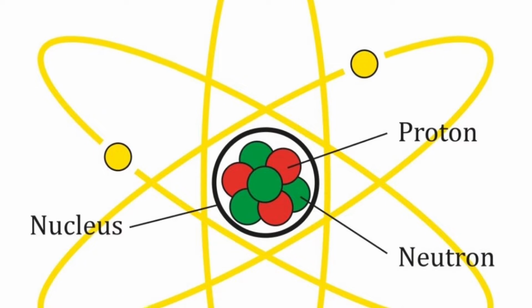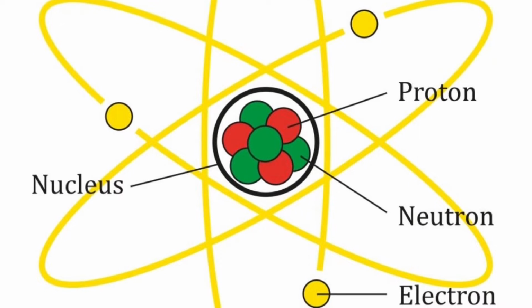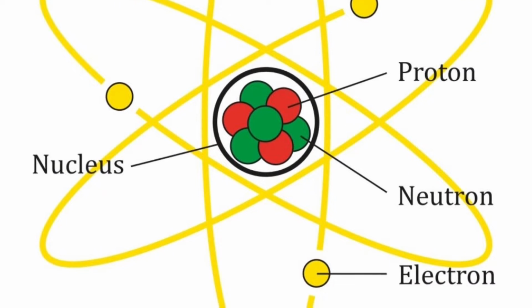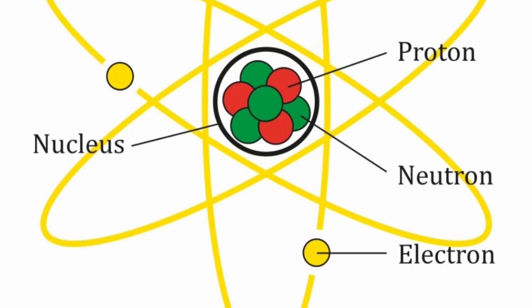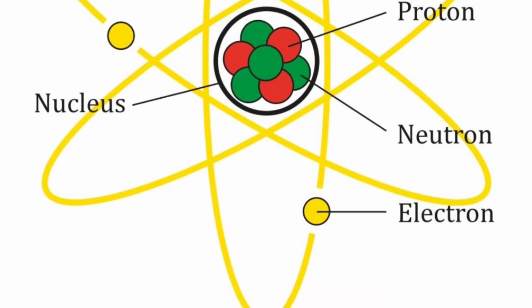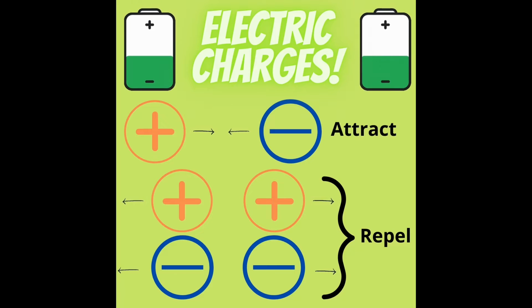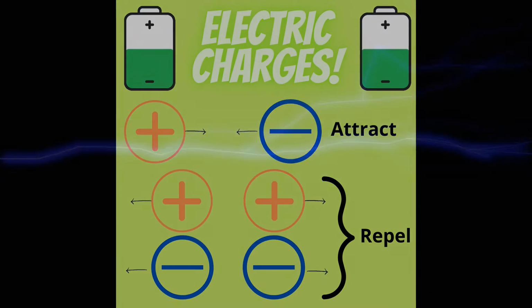Atoms are made up of tiny particles that contain protons, neutrons, and electrons. Protons carry a positive charge, electrons carry a negative charge, and neutrons carry no charge at all. Therefore, all things are made up of electrical charges. Have you ever heard that opposites attract? It's true. Opposite charges, negative to positive, attract each other, and like charges, positive to positive or negative to negative, repel each other.